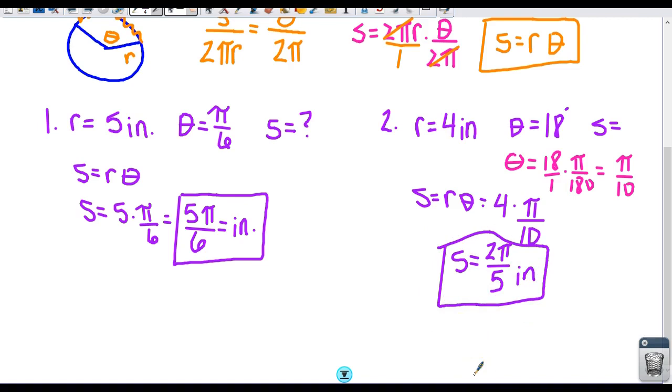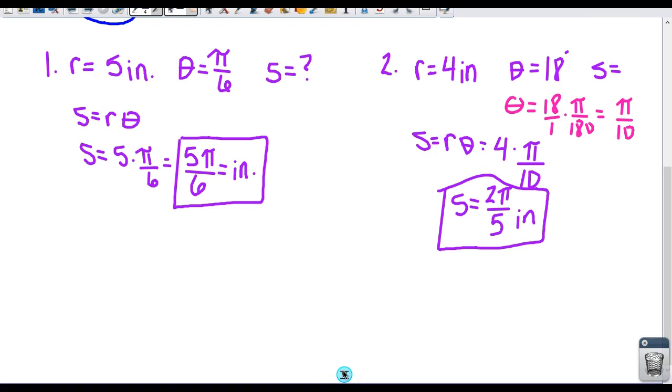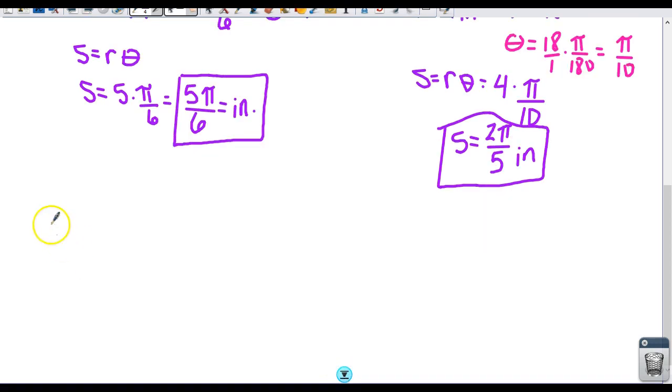All right, one more of these, and then we're going to talk about the sector area. This time, I'm going to ask you for something different. So for the third one, I'm going to give you that the arc length is 12 centimeters, and that the radius is 10 centimeters, and I want to know what is theta.